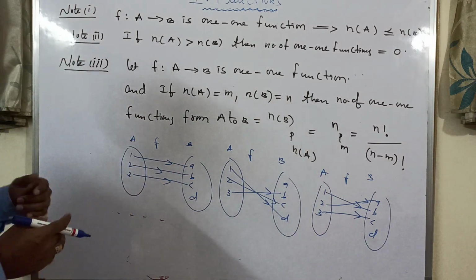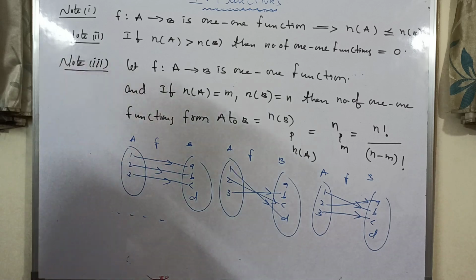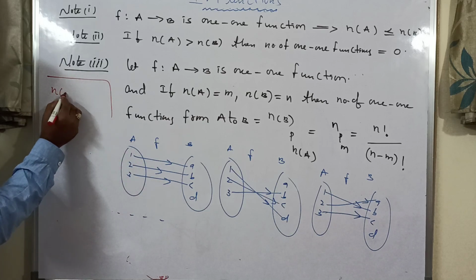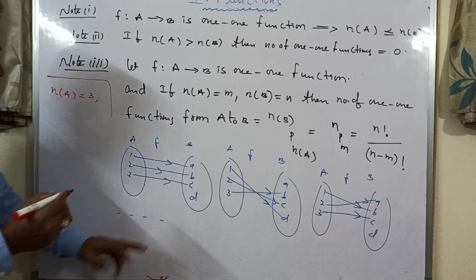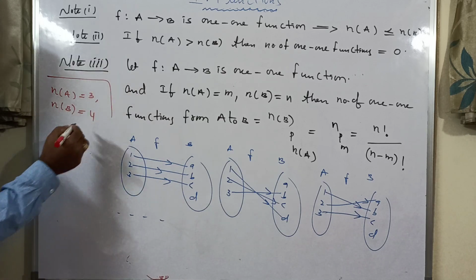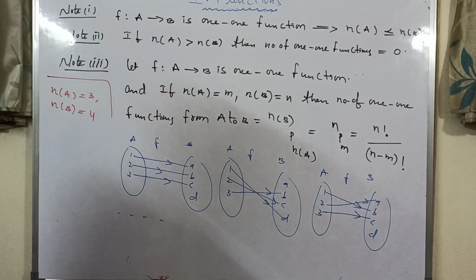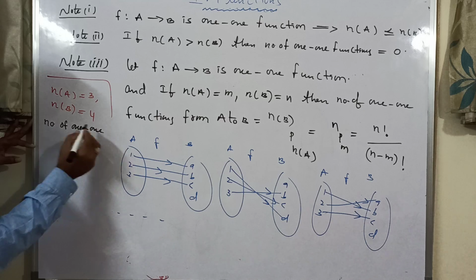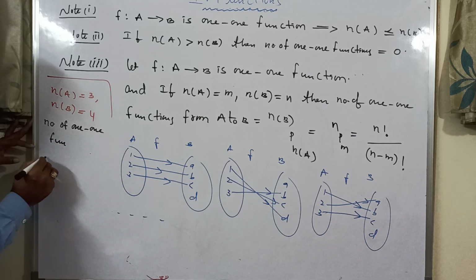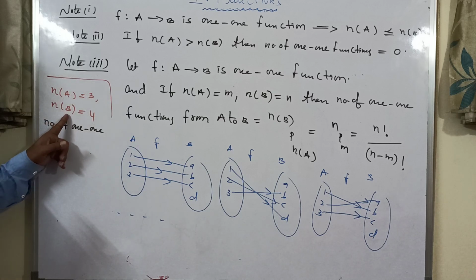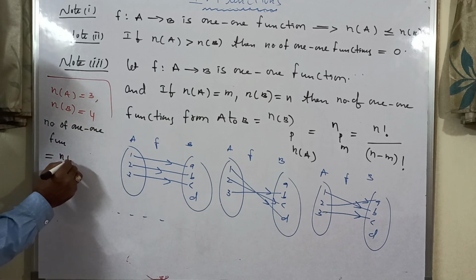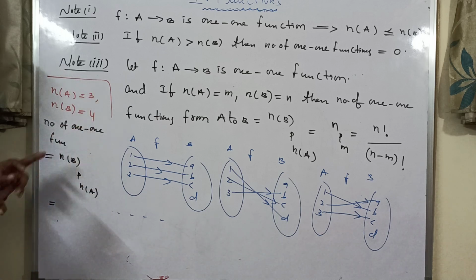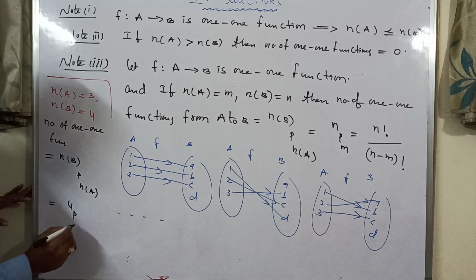Here in this example, how many elements are there? Number of A equals 3, and number of B equals 4. So the number of one-one functions formula: the number of one-one functions equals number of B P number of A. P means permutation. So 4 P 3, where the number of A is 3.